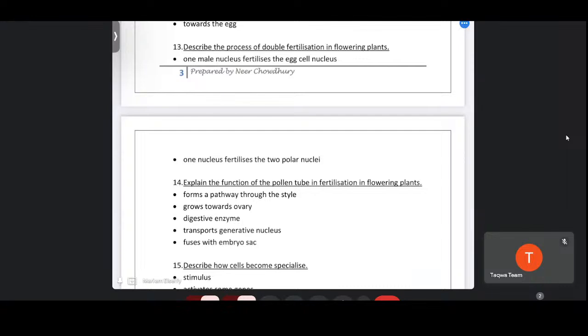Describe the process of double fertilization in flowering plants. Number 1, one male nucleus fertilizes the egg cell nucleus. Number 2, one nucleus fertilizes the two polar nuclei. Again, how does double fertilization in flowering plants occur? What's the process? One male nucleus fertilizes the egg cell nucleus. One nucleus fertilizes the two polar nuclei. Okay. Because it's called double fertilization, this is how we can memorize it.